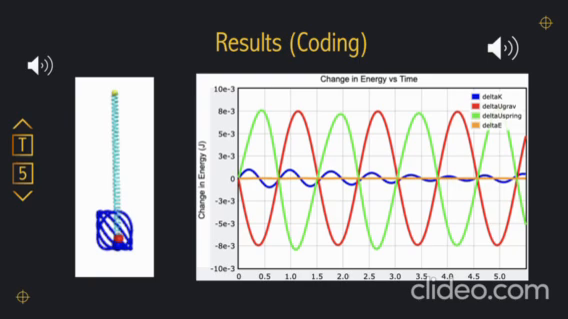On the right, we also have more coding results. These results explore the change in energy versus the change in time. As we can see, this change in energy is present for delta K, delta U grav, and delta U spring. And we also see the orange line representing delta E.